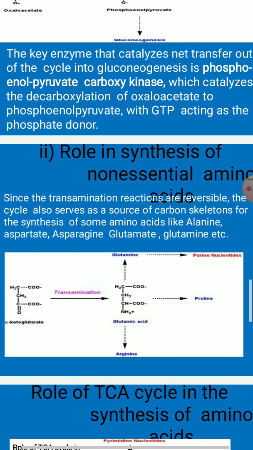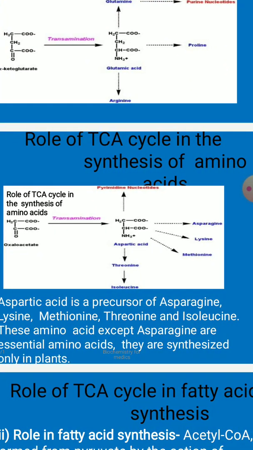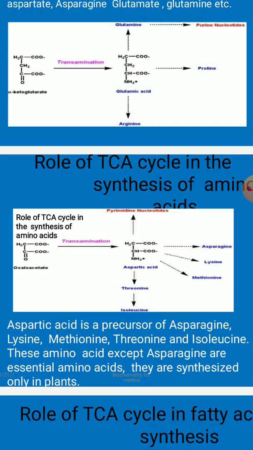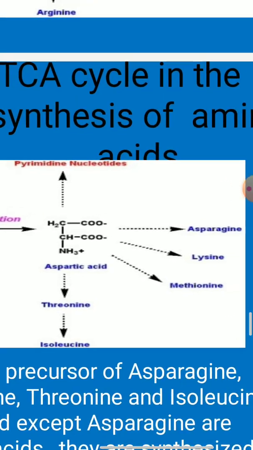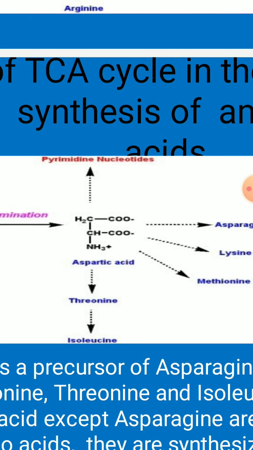In this slide you can make out the synthesis of non-essential amino acids, and how the other intermediates of TCA are involved in the synthesis of other amino acids. You can see aspartic acid, which acts as a precursor of asparagine, lysine, methionine, threonine and isoleucine. Except asparagine, these amino acids are essential amino acids, synthesized only in plants. So aspartic acid is involved in the synthesis of asparagine, lysine and methionine, and also in the synthesis of threonine.